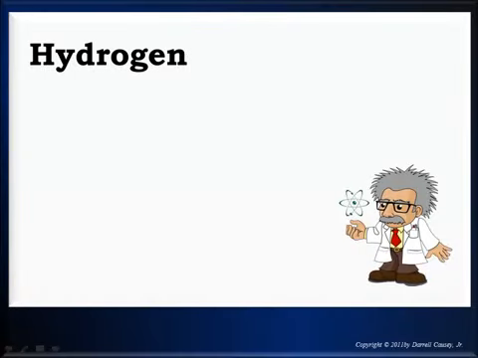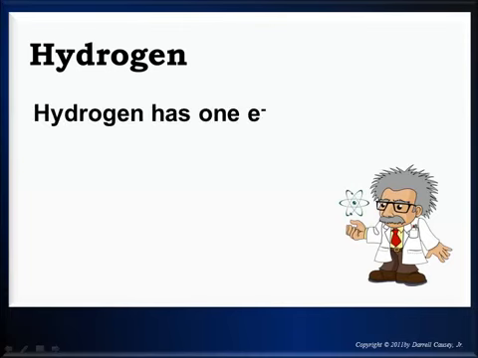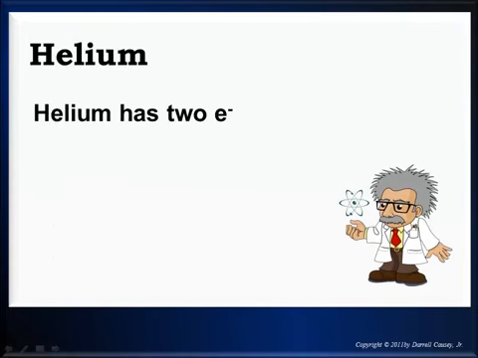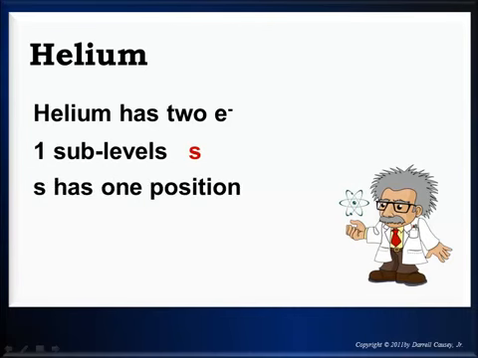All right. Now with all this information, we should be able to go through and write configurations, and we should be able to do orbital notations. So let's look at some configurations here. Hydrogen has 1 electron, so its energy level is going to be 1. That means it has 1 sublevel. That sublevel is going to be S, and S has 1 position, 1s1. Helium, 2 electrons, still the first energy level, still just 1 sublevel. That sublevel is S. It has 1 position, but it can hold 2 electrons. So there's helium's electron configuration.